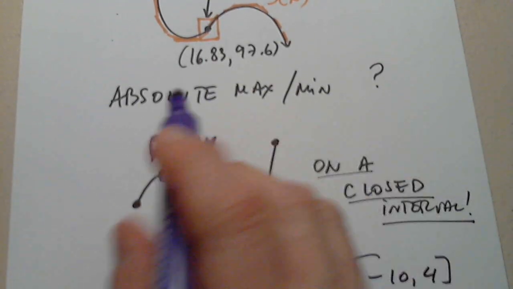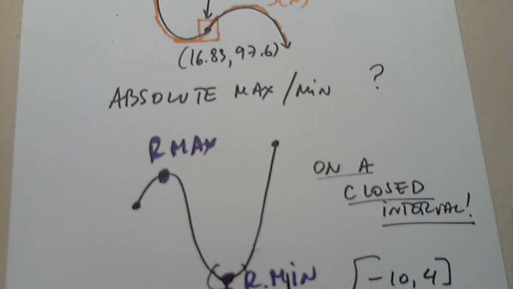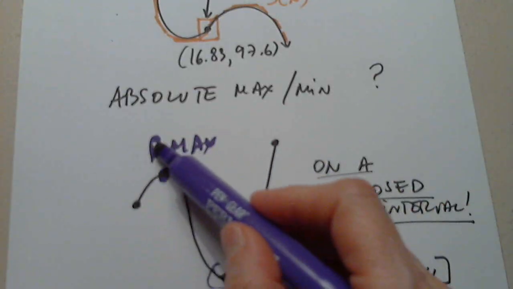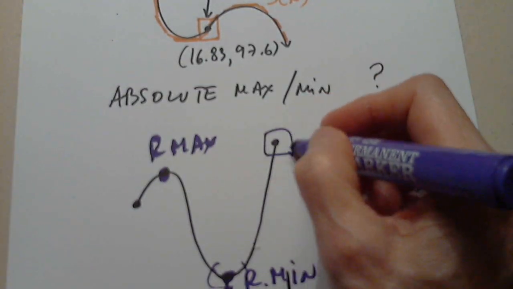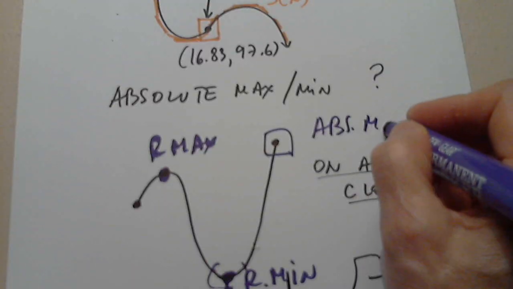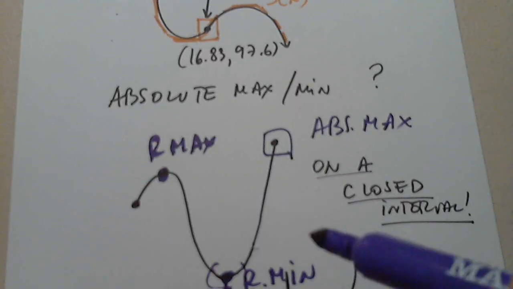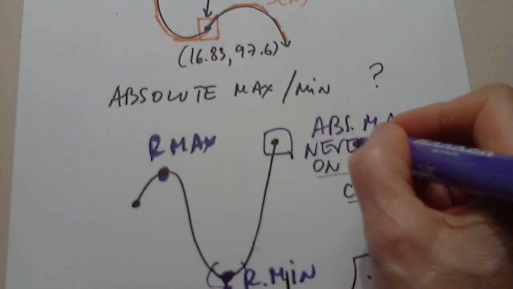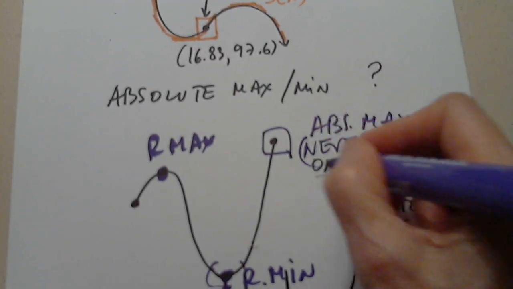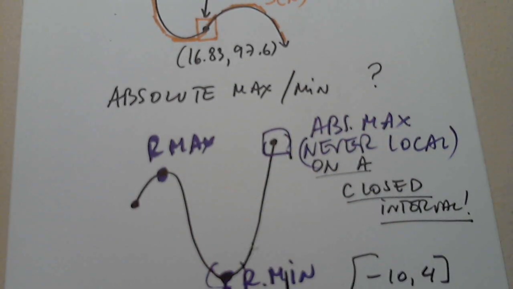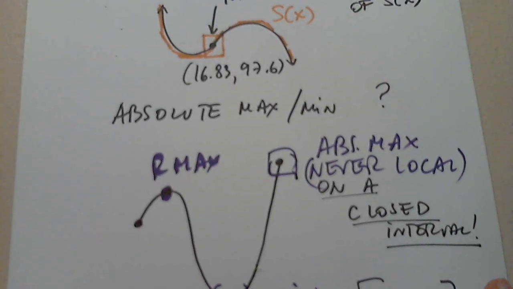This is a relative max, but it's not an absolute max because there are values higher than it. This, however, is the absolute max for this function. There is no other value higher than it. This is never local or relative, never, ever, because the function does not exist on both sides of it. Oh, I'm so sorry. Let me do this again. You couldn't see, right? I'm sorry.